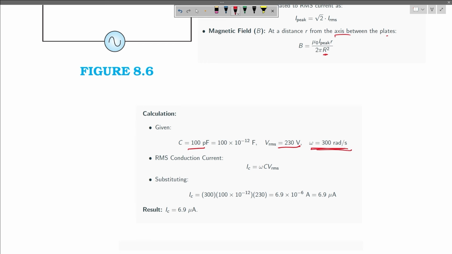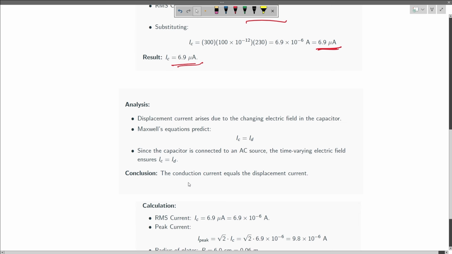So RMS current would be equal to IC equals omega C Vrms. Now substituting in this formula, we will get a value of 6.9 microampere. So the conduction current is going to be equal to 6.9 microampere. Now let's calculate the displacement current.